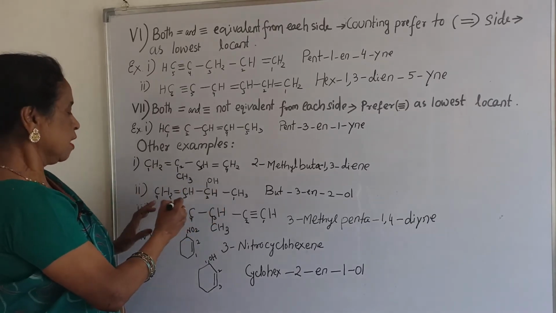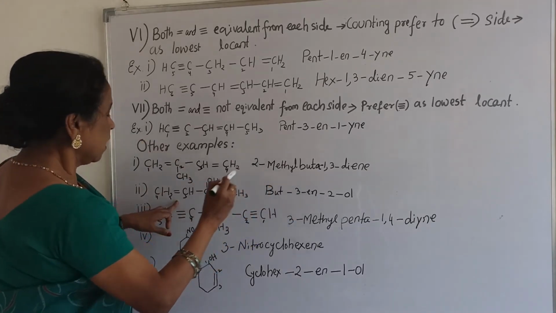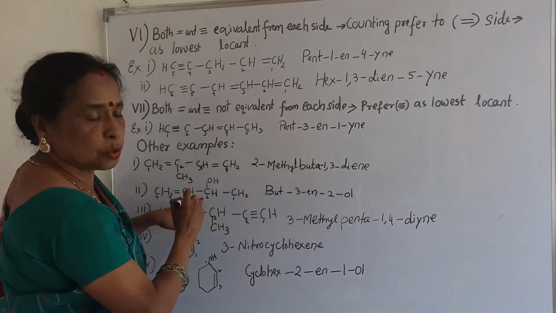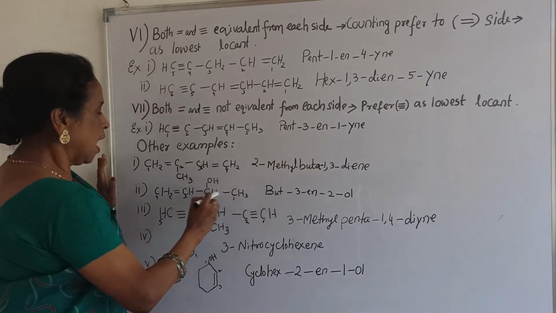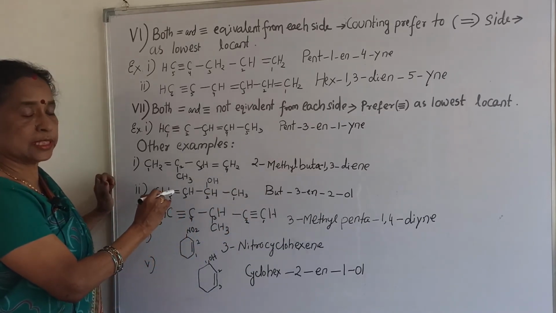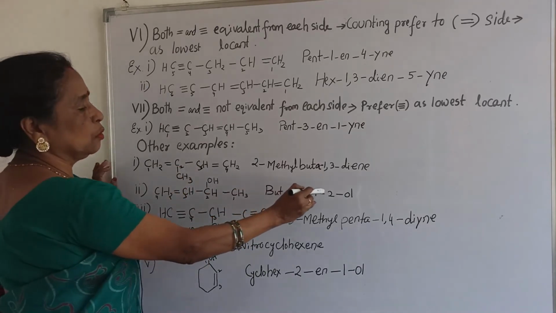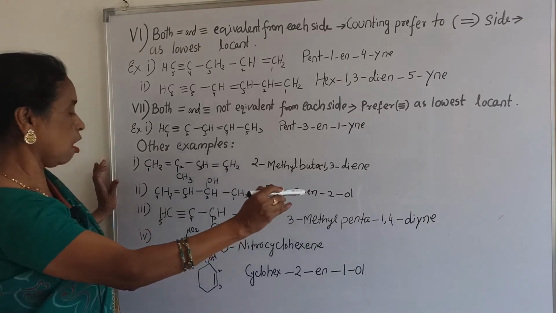That means here 4 means but, and after 3 there is a double bond, 3-en, and at position 2 there is an alcohol group, so 2-ol. Again, see, having 4 carbons, but, having a double bond after 3 carbons, 3-en, and at 2 position an OH group, that is why 2-ol. So the name is but-3-en-2-ol.